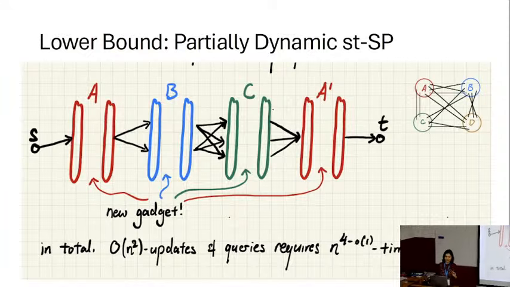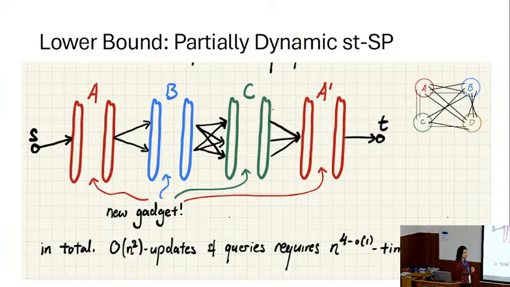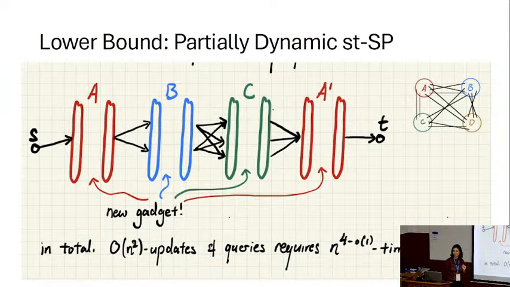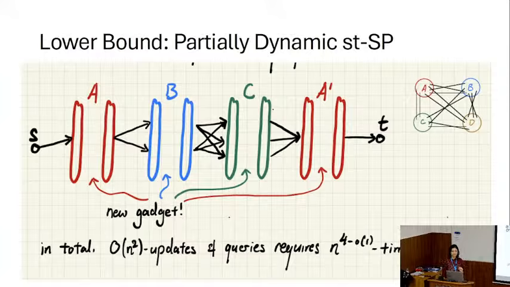So overall, you have n squared updates and queries, and since this detects the minimum weight clique, the total time will be n to the 4, and that gives you the lower bound, and it holds for any density. Okay, so what is the time now?